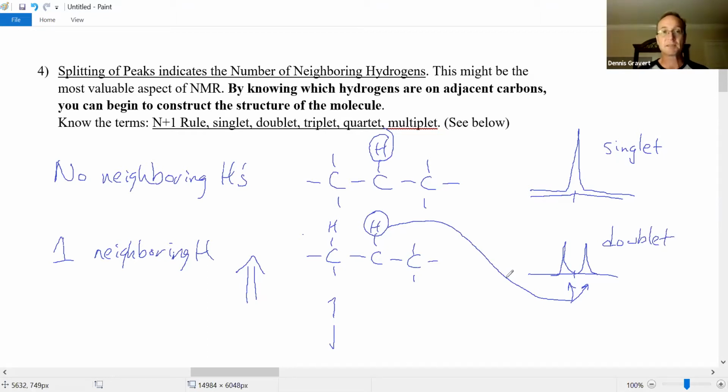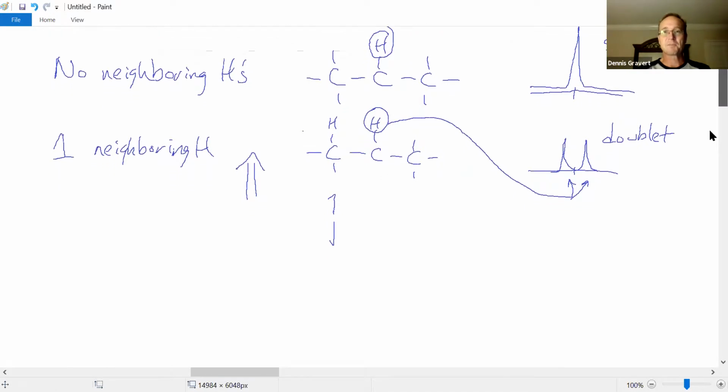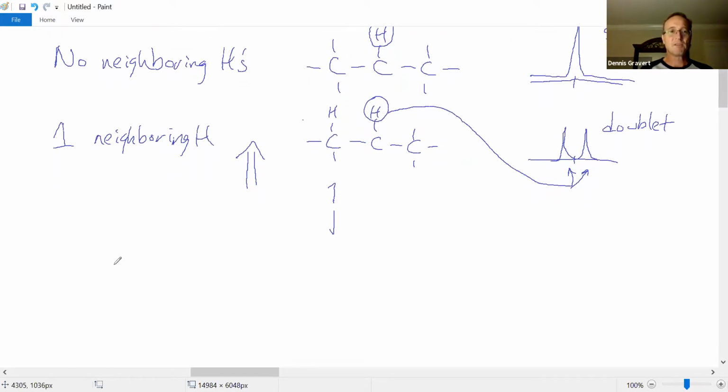And that's splitting. Now if you look at the data and you see a doublet, that's telling you the hydrogen that produces that peak has one neighbor. Cool. All right, let's do another one. Maybe two more. What if you have two neighbors?